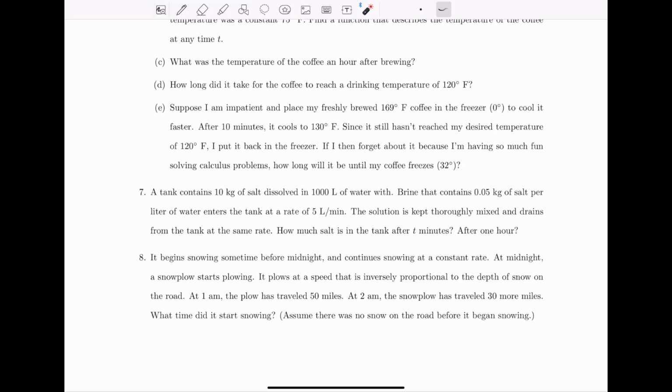Let's look at another application of differential equations. We are going to solve a mixing problem. So we have here a tank that has a volume of 1,000 liters and 10 kilograms of salt have been dissolved into this 1,000 liters of water.